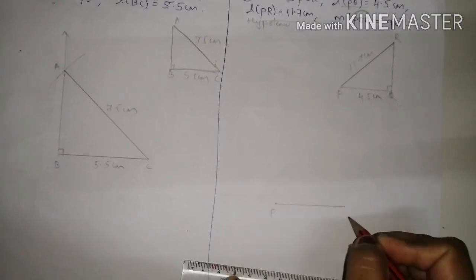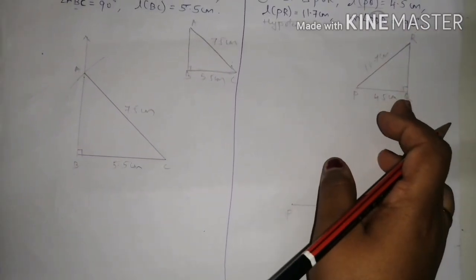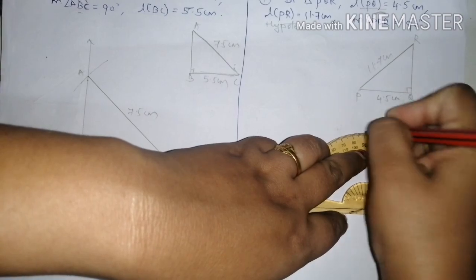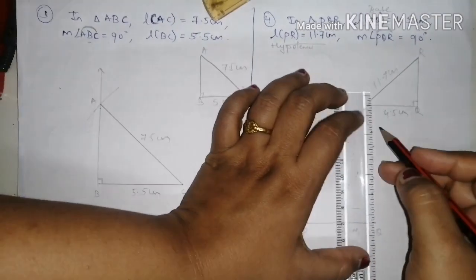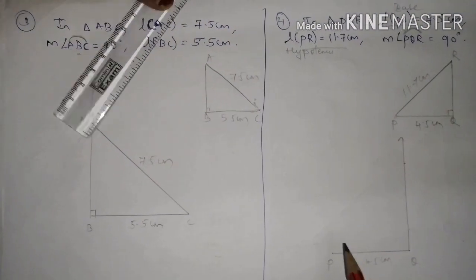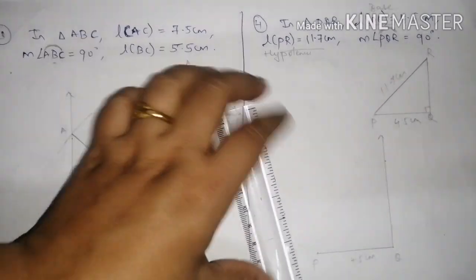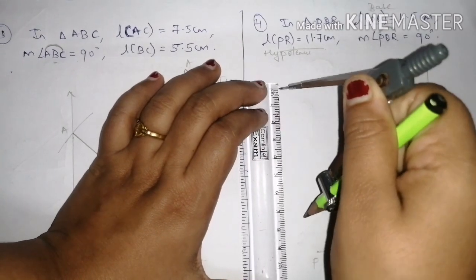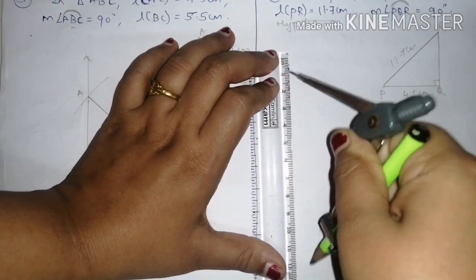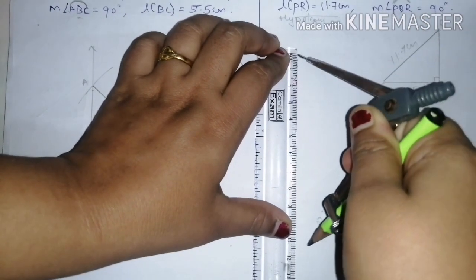Okay. Then angle Q is 90, PQR is 90. So you have to place your protractor on Q to mark it 90 degree. So this is your 90. Now P to R, you have to take 11.7 with the help of scale in your compass.